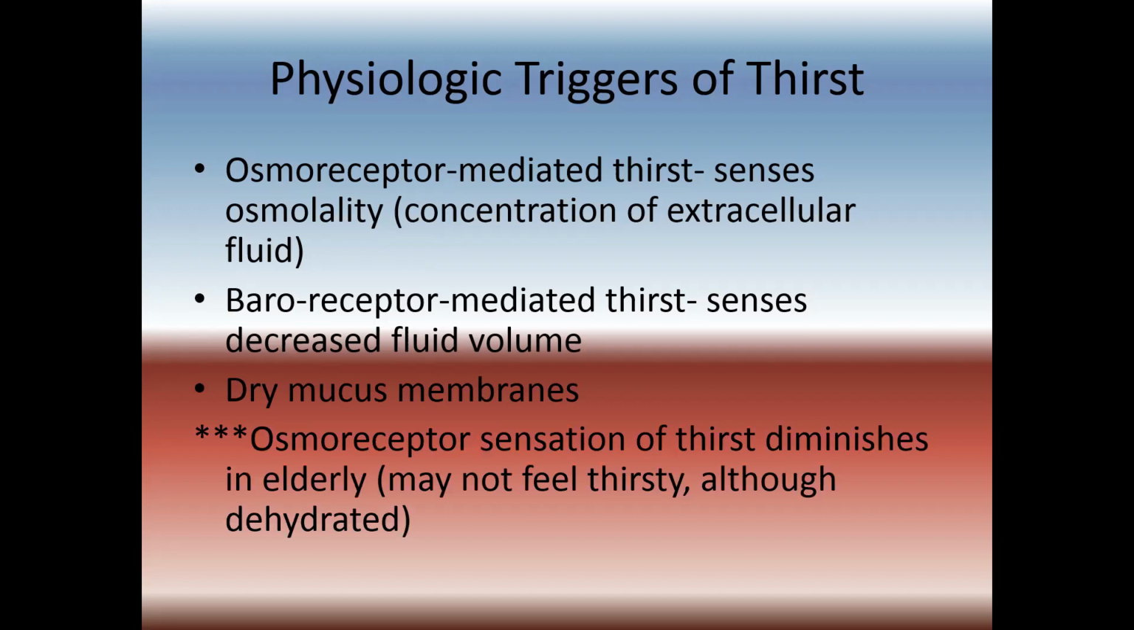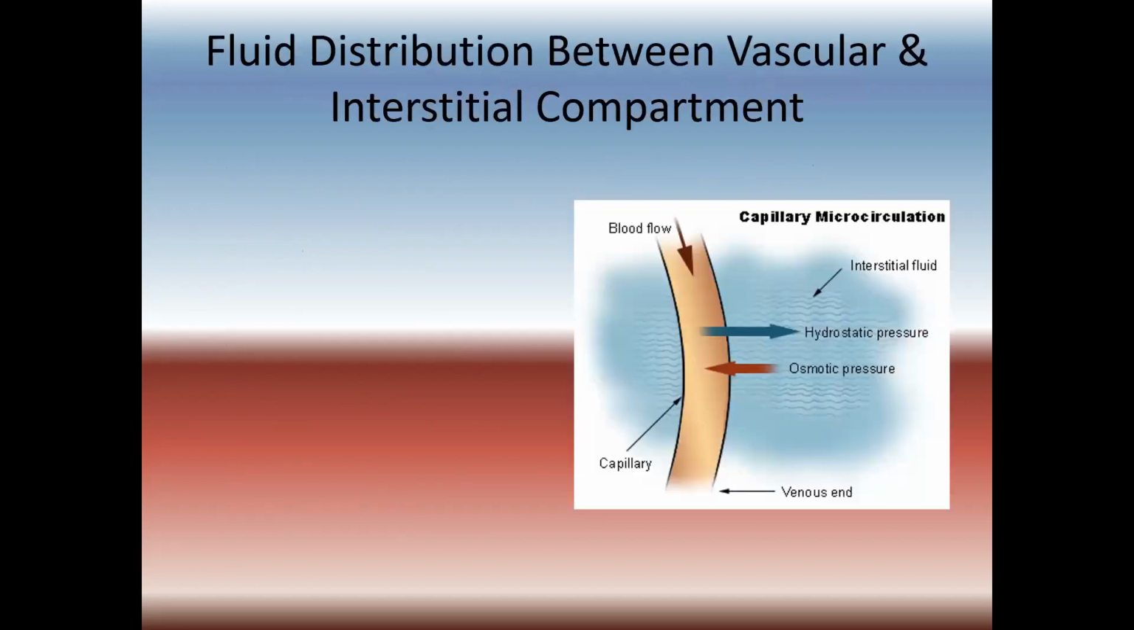Keep in mind that as we get older, the osmoreceptors may not work as well. And so therefore they may not feel thirsty even though they're dehydrated, right? If you're dehydrated, then the concentration of your extracellular fluid is going to be high. But the osmoreceptors are not going to sense that, and so that thirst may not get triggered.